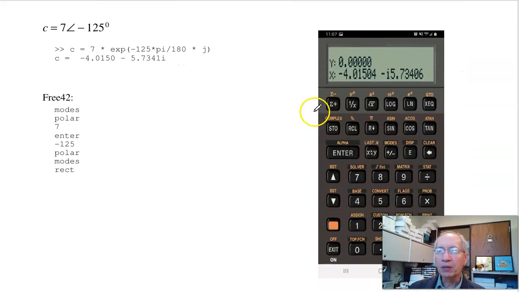I can go the other way around. Given a number in polar form, convert to rectangular. The real part is cosine. The j part is sine. Or we can also do that. This is technically 7 e to the j minus 125 degrees. So I have to convert minus 125 degrees to radians, because anything in degrees is wrong, basic rule of thumb. Convert to radians times j, e to the j theta times 7 gives you the real part, complex part.